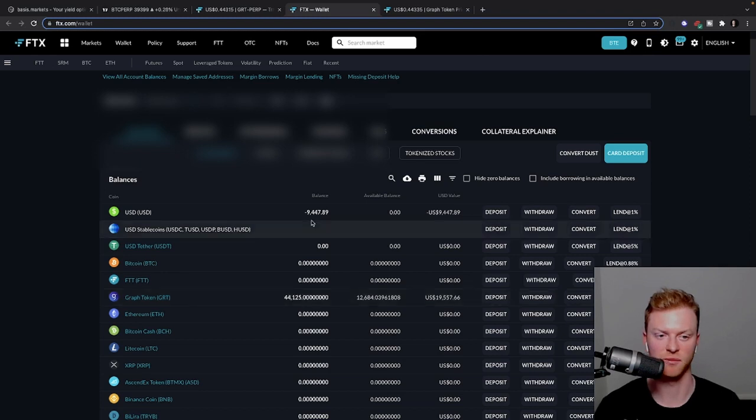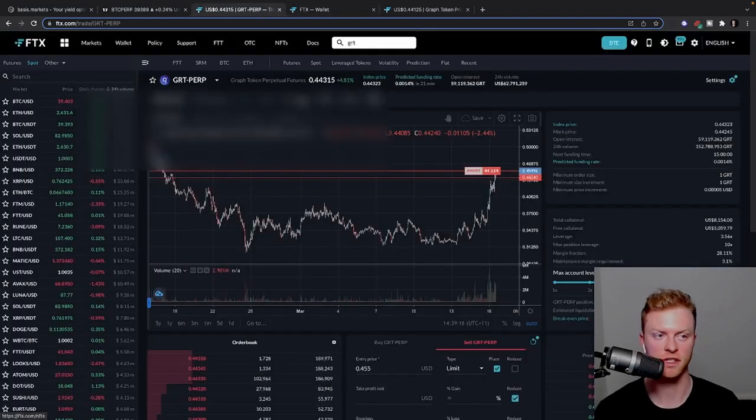So we've got a negative balance in USDC, but that is because we've gone long on margin in the spot contract. So we borrowed USDC to get long in the spot contract. So that balances out our short position. So overall, delta neutral and we are taking advantage of that positive funding rate that exists on the perpetual contract.